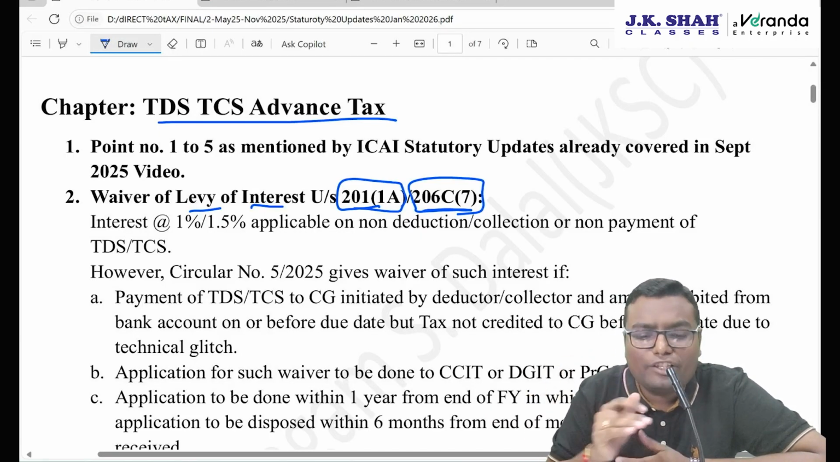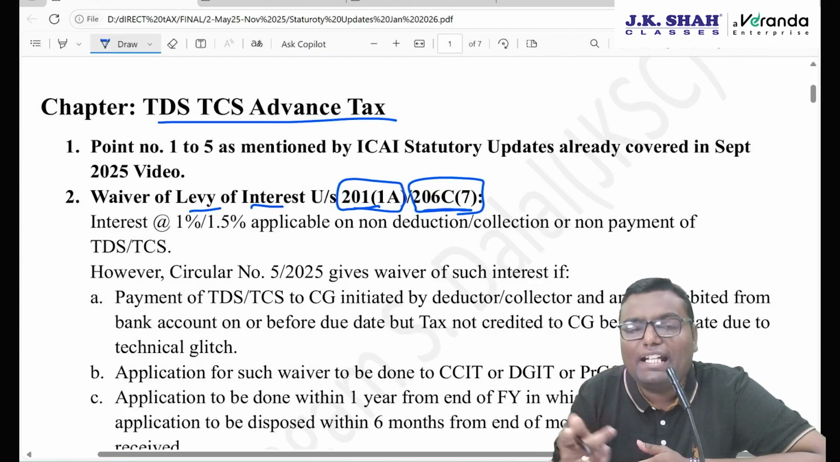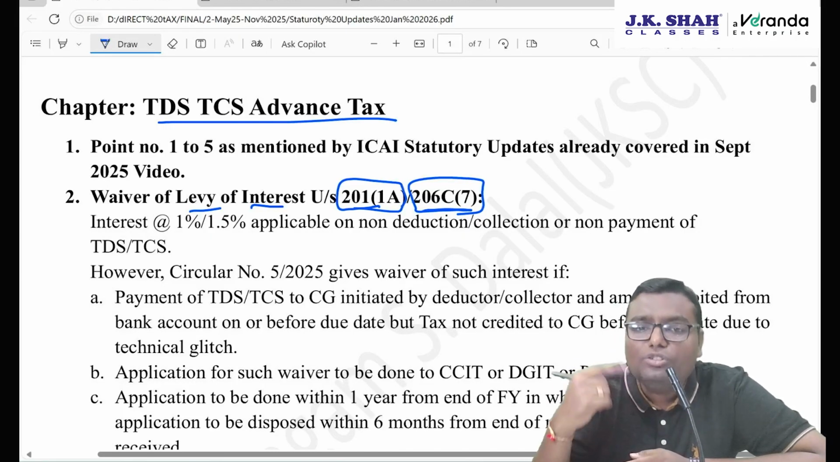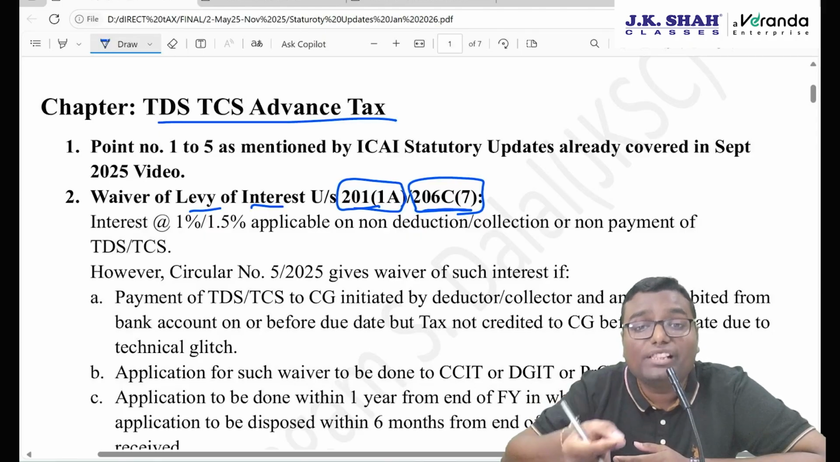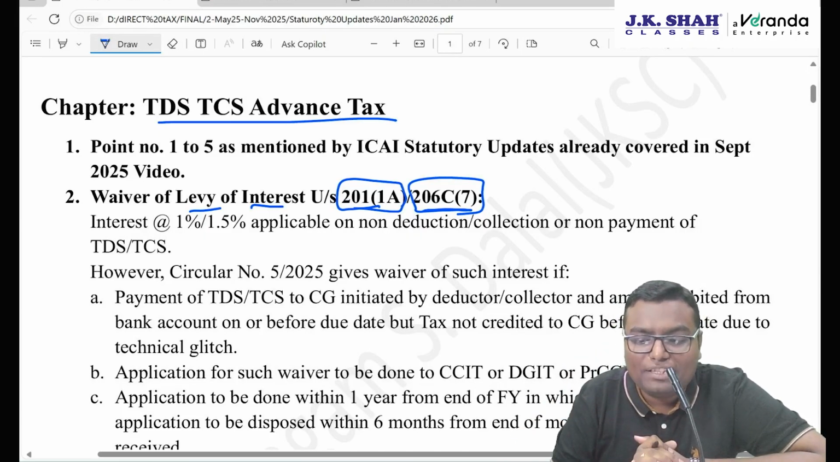Now what if this circular came after you have paid the interest, but actually it was not payable? Then once this circular is in effect, you can again make an application for the waiver. Even though you have paid the interest, they will give you a refund of that interest. So in both the cases, this particular circular is applicable.